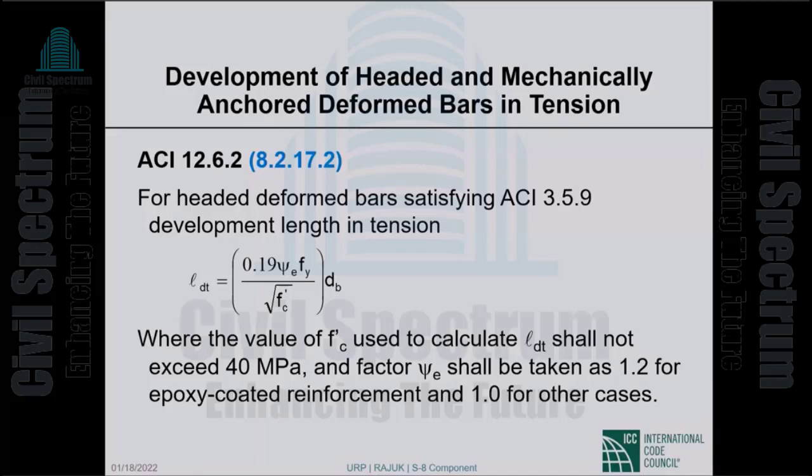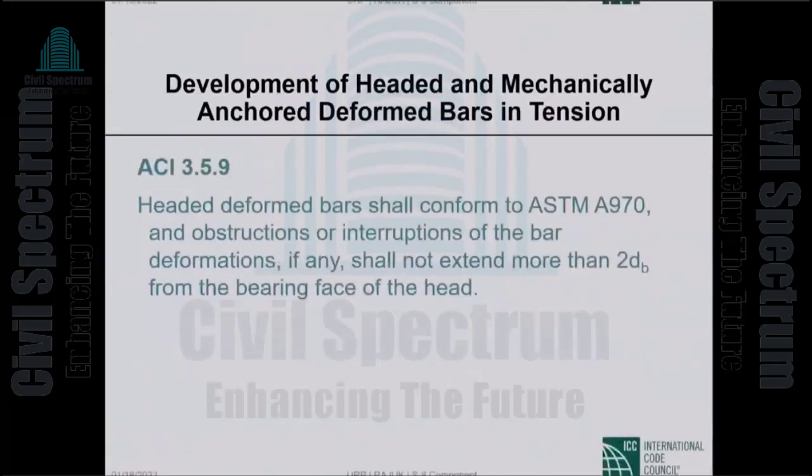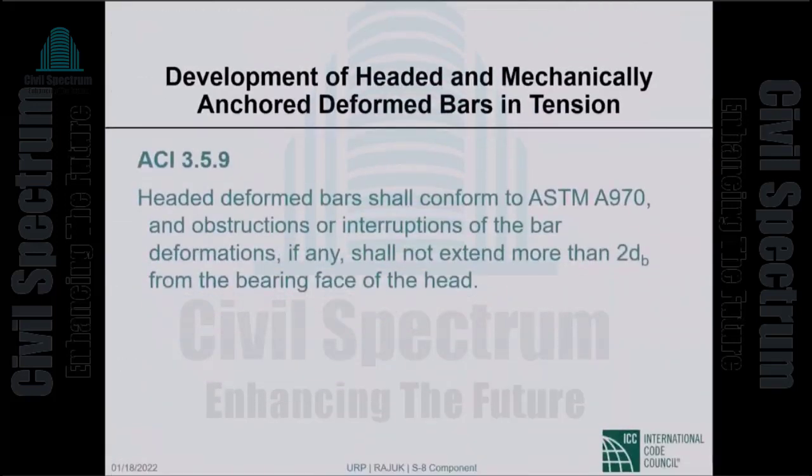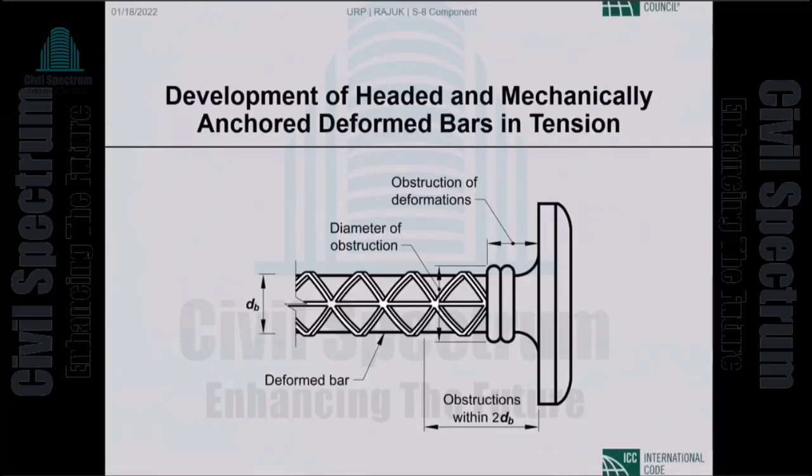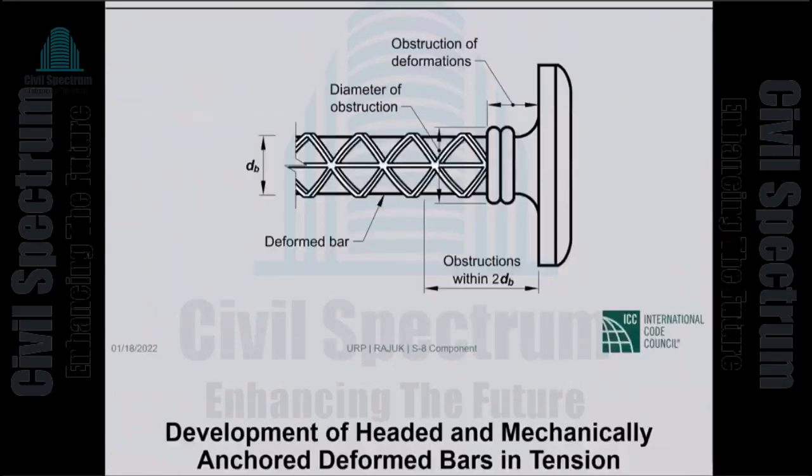Okay, so the expression is not complicated, not very unlike the other expressions, but there are conditions for using headed bars, and then this additional restriction, that in calculating L sub dt, f sub c prime shall not exceed 40 MPa. Obviously, as the concrete strength goes up, the required development length goes down.